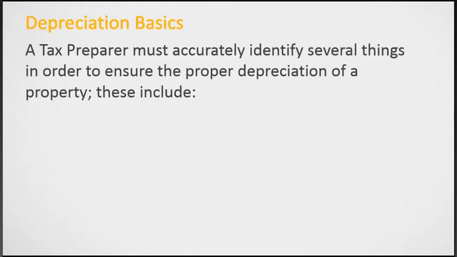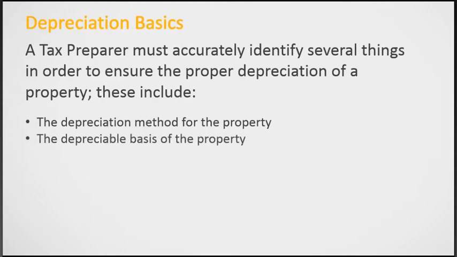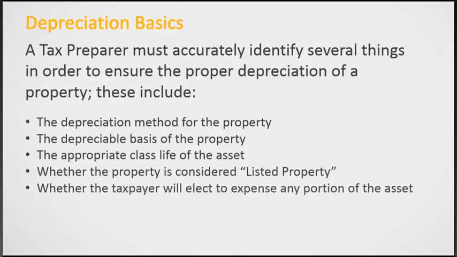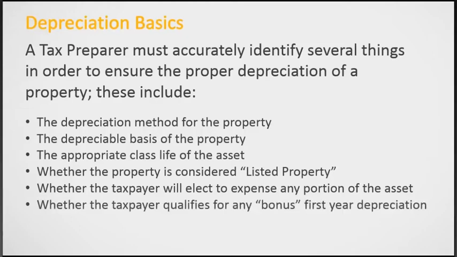The tax preparer needs to identify several things in order to ensure the depreciation of the property, and these include the method that they're going to use to depreciate the property, the basis of the property or the cost of the property, the class life of the asset, whether it's considered to be listed property or not, if they'll be able to expense any portion of that, that means write off the entire amount, and if they qualify for any bonus first-year depreciation.